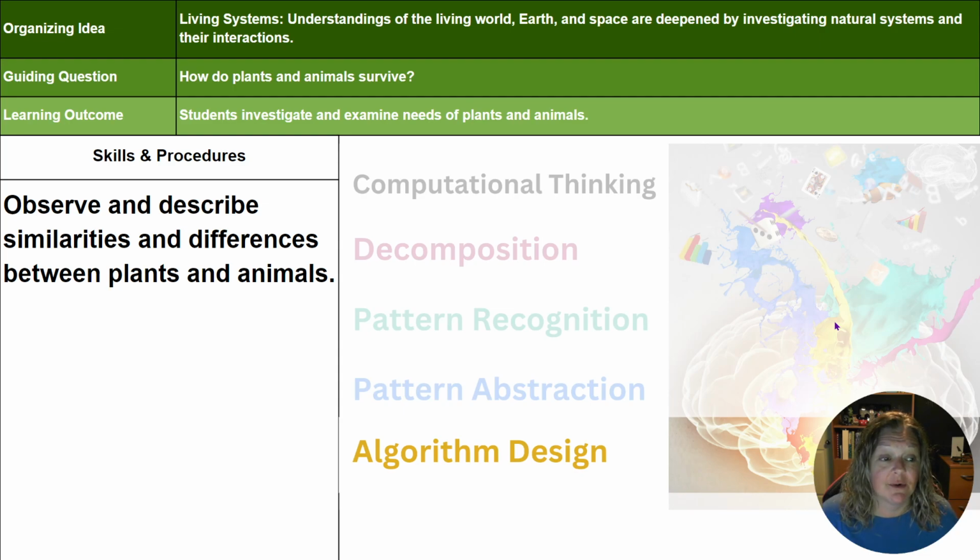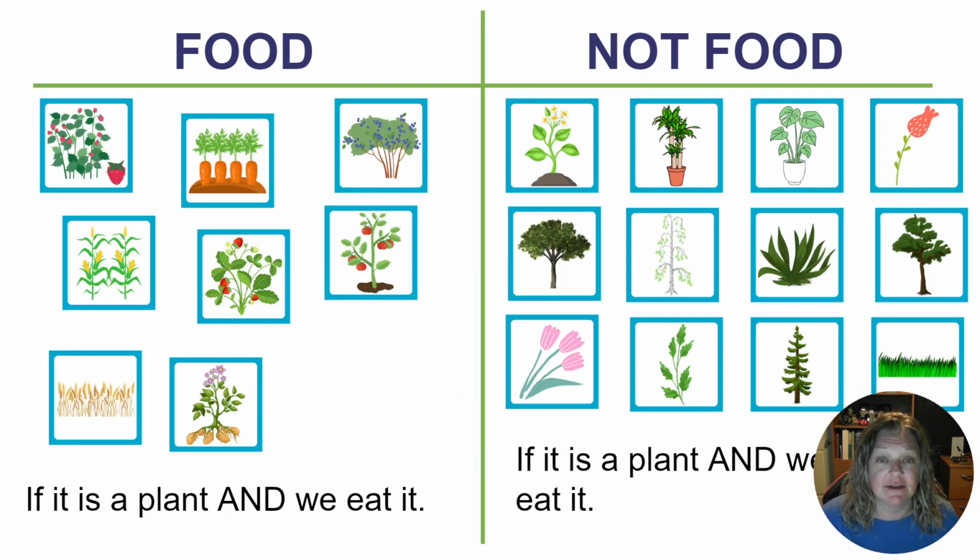With that same sort, when we're still talking about the similarities and differences between plants and animals, we can also touch into the algorithm design piece of computational thinking simply by asking students to create a rule or an algorithm for the sort. So if we've gone further and asked students to sort the plants into food and not food, or they've come up with this themselves on a second sort, now we could look at these two categories and ask the students to come up with a rule. Well, how would you know where something belongs?